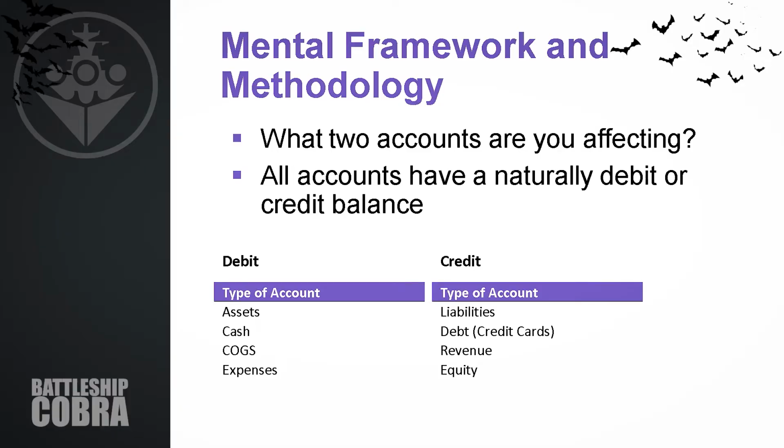So the mental framework and methodology, we're going to revisit the previous video. I like to think of what two accounts are you affecting? I want to start to think like, oh, I'm not intimidated by accounting. What am I affecting? And I'm going to start to get a sense of what accounts I'm going to need to affect. All accounts have a naturally debit or credit balance. So naturally debit, remember, assets like cash, cost of goods sold, and expenses. Naturally credit side would be liabilities, debt like credit cards, revenue, or equity.